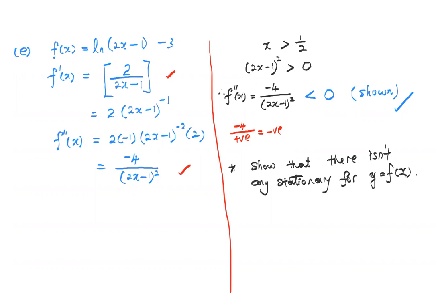When you talk about stationary points, you have to look at your f prime x, correct? So if I ask you to show that there isn't any stationary point for y equal to f(x), every time you have this type of question where you want to show, you assume there is. So that is how you do it. You assume there is.